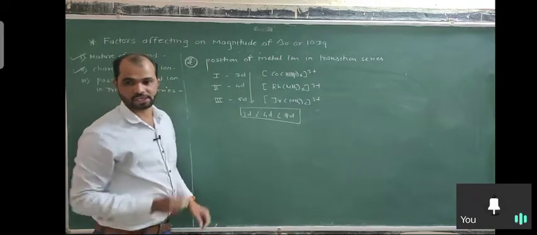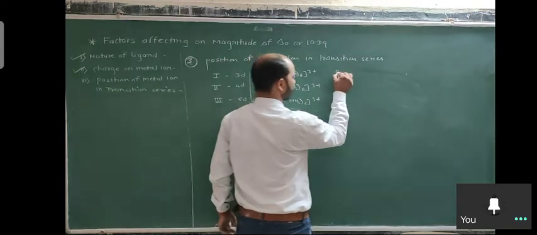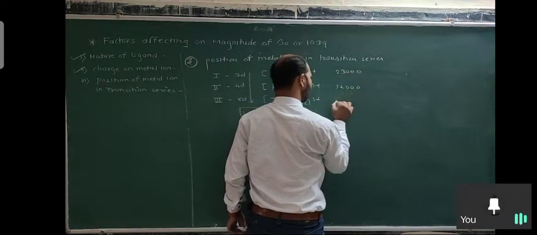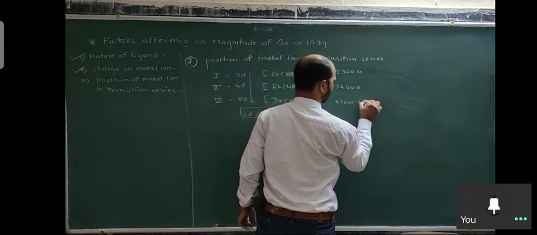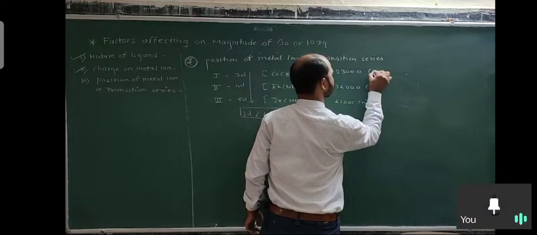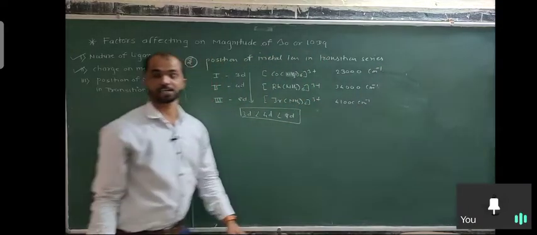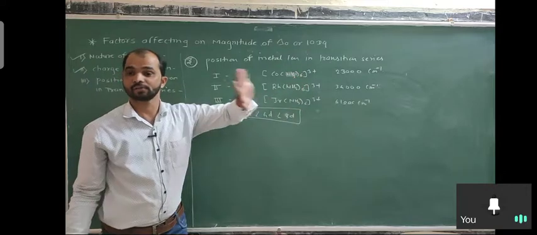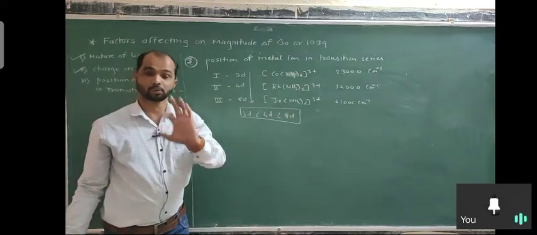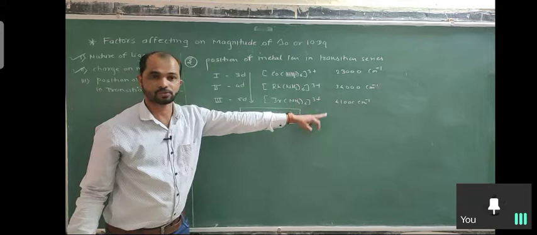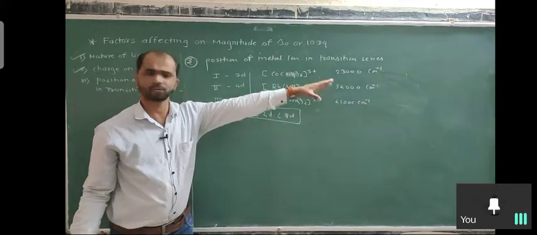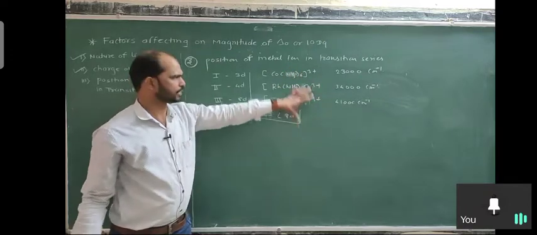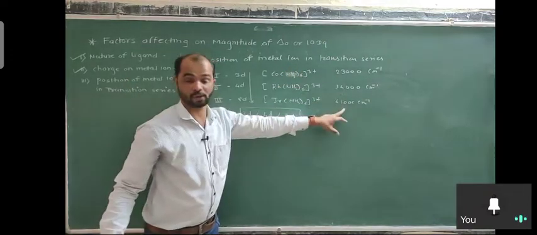And the values are given here: 23,000, 34,000 and 41,000 per centimeter. So here the absorption band is given. If the absorption band is given, you can calculate the 10Dq value. The values are also given, but we already solved two problems. So use these three values, and you can solve the problems and find out the 10Dq value in kilocalorie or in kilojoule. It is for exercise, because the values are given here.